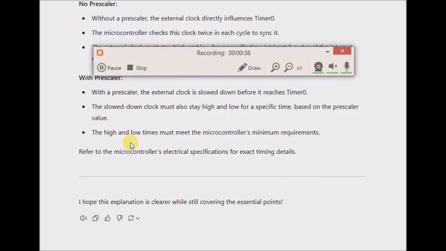Let's just throw that code at ChatGPT. Explain this about the PIC10F200.